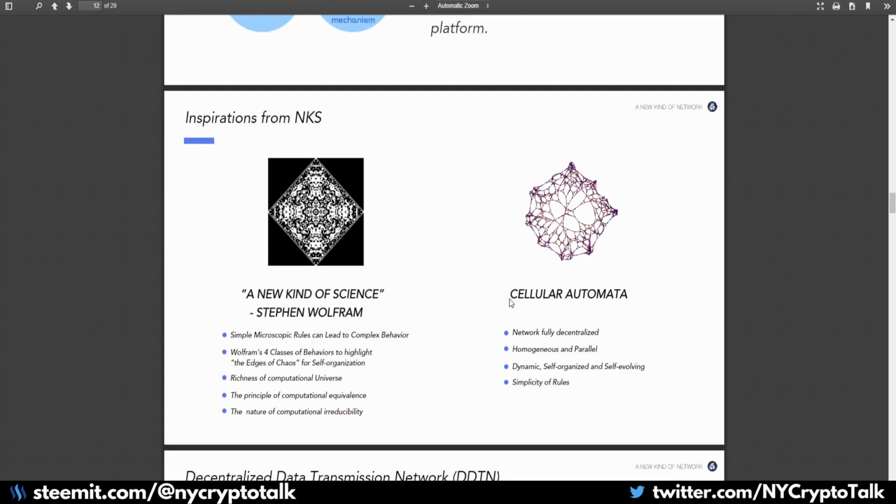So some key points about the cellular automata. Of course, this is not too technical. So basically, it is a network that's fully decentralized, homogeneous and parallel, dynamic, self-organized, and self-evolving, with simplicity of rules.